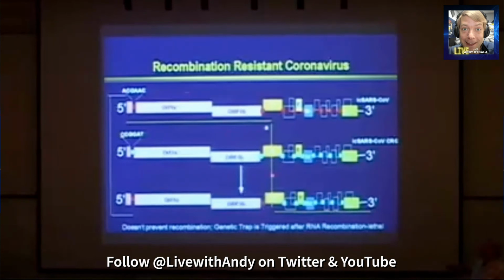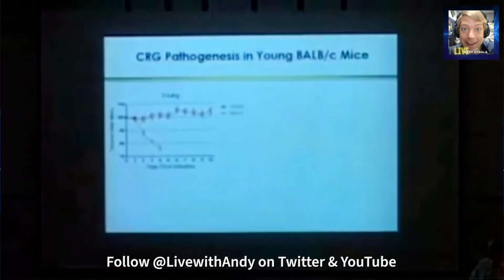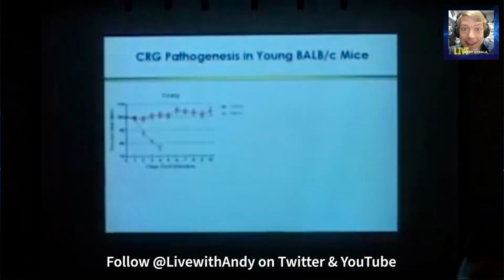The idea is if a recombination event occurs, you end up with viruses with scrambled regulatory elements. So the red box elements can't communicate with the blue box elements, and the virus dies. So it's a genetic trap, and it's triggered after recombination repair. So how does this affect pathogenesis? Now, this is young 10-week-old animals infected with the mouse-adapted virus or wild-type SARS. SARS just replicates in mice. It produces no disease in young animals.